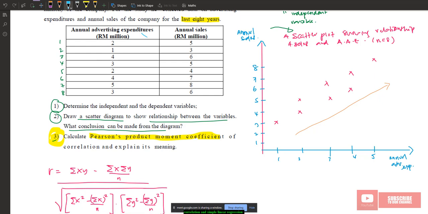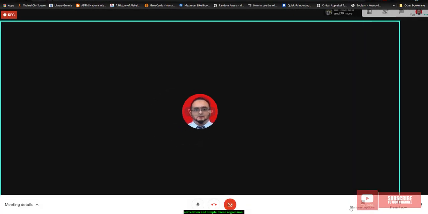So this is our x and this is our y, right? Of course we need to expand the table to calculate xy, summation of x, summation of y. But in my class you don't need to do that. So let me use the calculator. Let me stop sharing first.